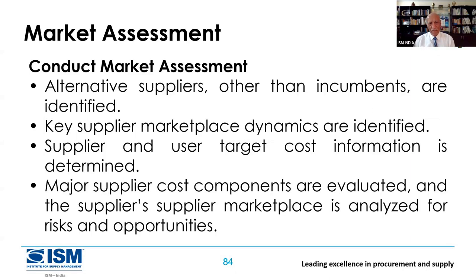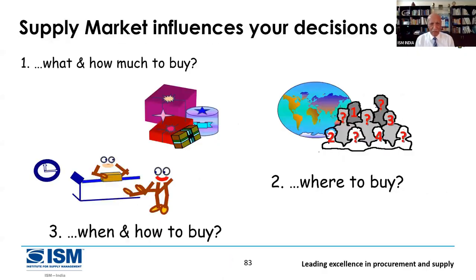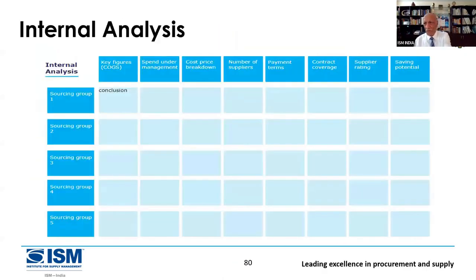Okay, coming back to the market assessments. We are looking at alternative suppliers other than incumbents. This is going to be the tough job. First you make the slide which I showed you earlier, the supplier rating I've done. Now I have to find, do I have another supplier? For that market knowledge, you may have to add one more column, potential supplier, and then saving potential.